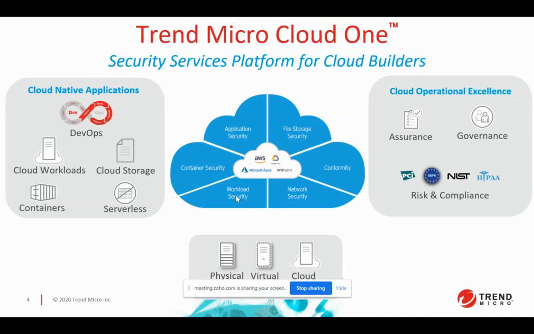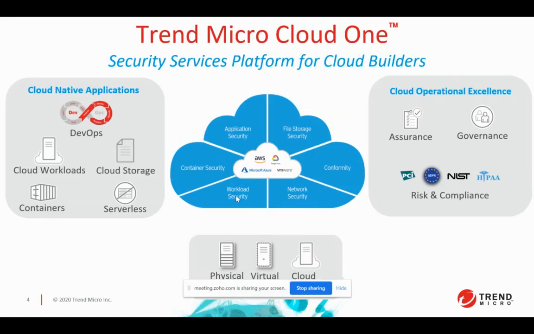Cloud One is the world's first comprehensive platform that will fulfill all the customer security requirements in the cloud, and it has container security, application security, and file storage security. For file storage, customers may have S3 buckets, databases, or file storage services running on the cloud, and file storage security can provide the file reputation check, the advanced anti-malware check, and more.